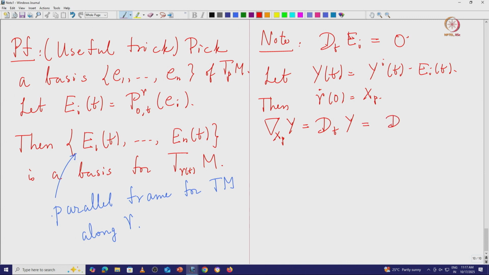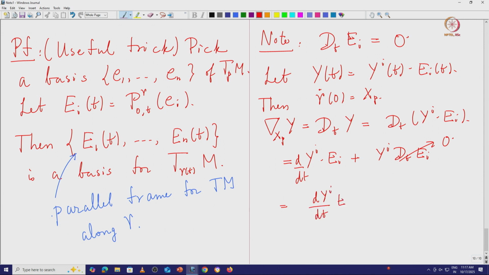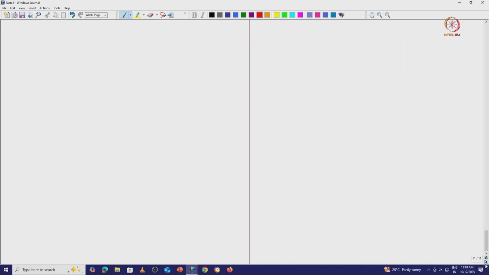But then what is this? This is D_t of y_i times e_i, by the properties of this D_t operator, that is d by dt of y_i times e_i plus y_i times D_t of e_i, but D_t of e_i is 0, right. So this is just dy_i by dt of e_i. Okay, so that's in our proposition, basically the LHS. We now have a formula for the LHS. Let's calculate a formula for the RHS.